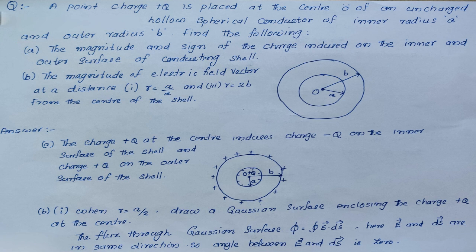Okay, so this is the question. You have a hollow spherical conductor. The inner radius of the spherical conductor is A, and the outer radius is B, as shown in the figure. At the center O we are keeping a positive charge. So the first question is we need to find out the sign of the charge induced on the inner and outer surface.